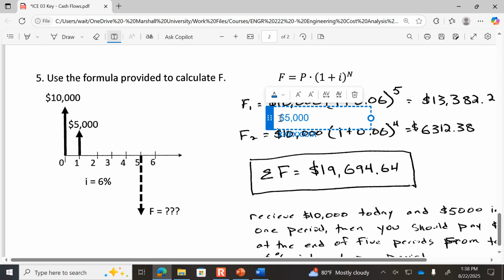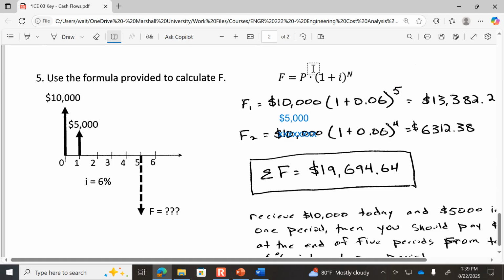$5,000 times 1.06 to the power of 4 is equal to $6,312.38. So then we add the two together, and the lump sum amount that we'd have to pay in year 5 is $19,694. That's the economically equivalent amount. You're going to hear that phrase, economic equivalence, a lot this semester.